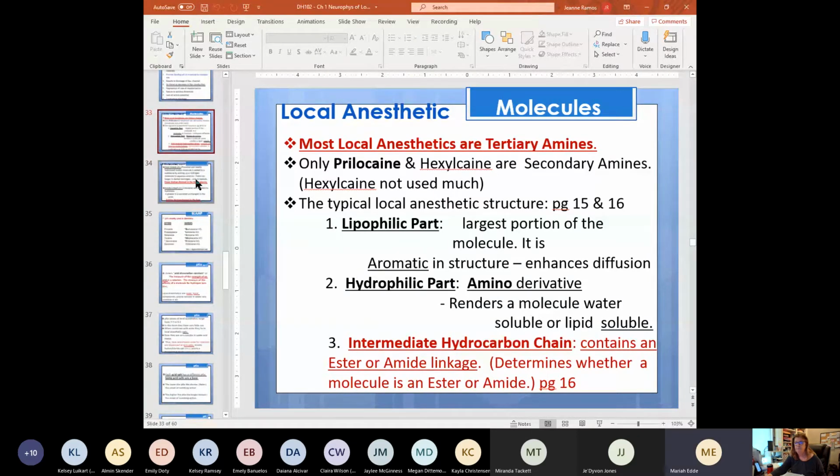I have a question. On our study guide, it states, what is the difference between secondary and tertiary amines? It's question 23.